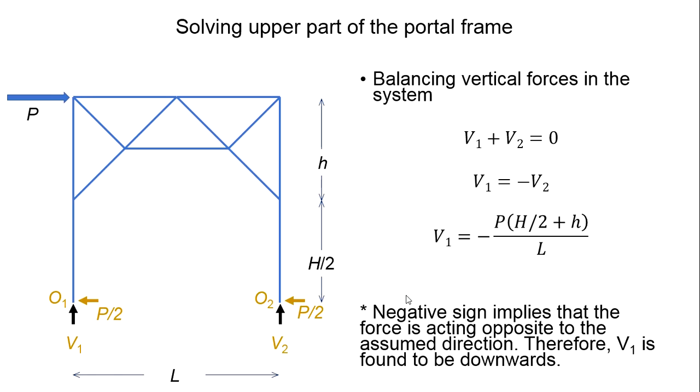Now in the whole structure, if we balance all the vertical forces, we can see there are only two vertical forces, V1 and V2. So V1 plus V2 must be 0. In this way we can find that V1 is the negative of V2, and by this point we have found all the external forces in this substructure.